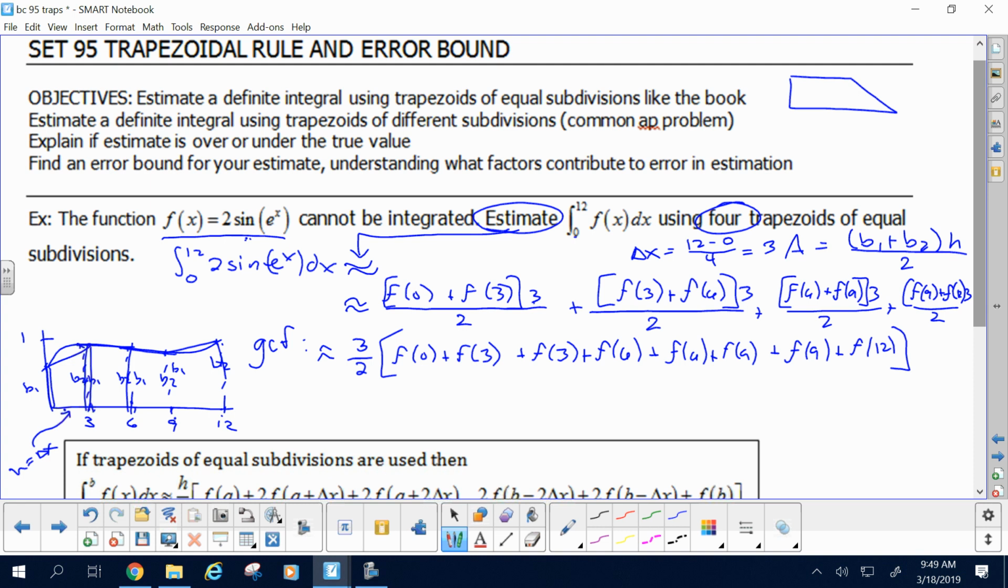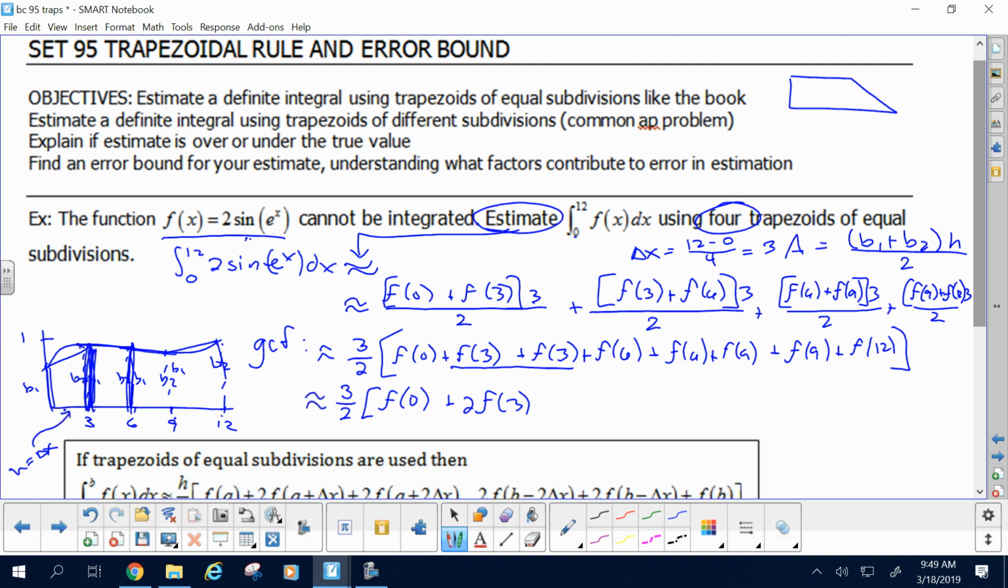You see? The shortcut then that you'll be able to use in these cases is a little bit of combining terms. You can see that there are two F at 3s. Why was that? Looking back at what happened. Why are there two F at 3s? Here's F at 3 here. Why are there two of them in my calculations? Yeah, it's base 2 for the first trapezoid and base 1 for the second trapezoid, right?